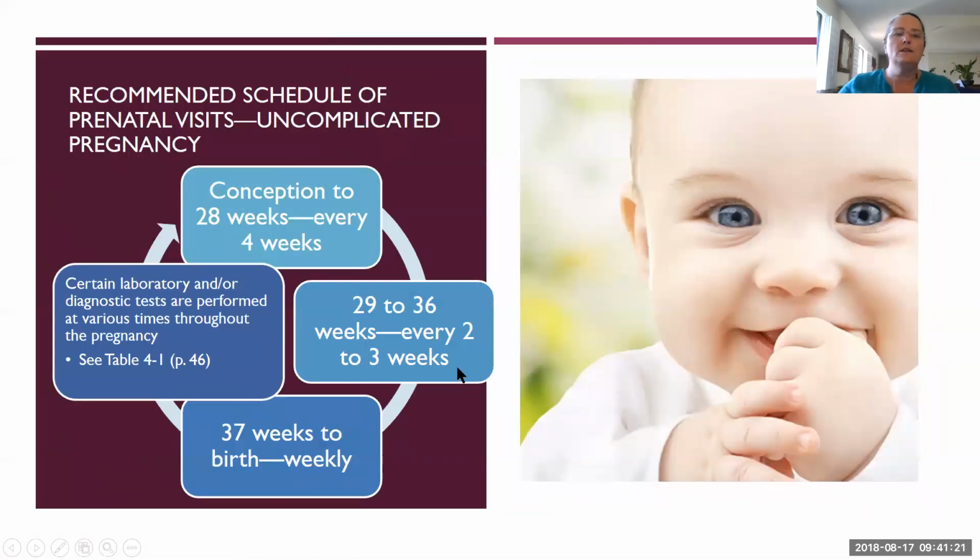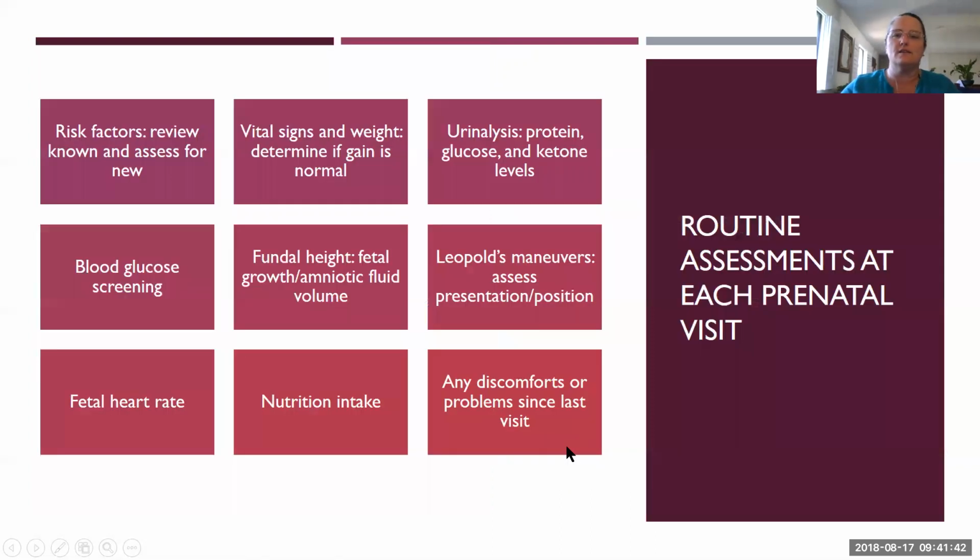So we recommend that from conception to 28 weeks, a woman should be having her prenatal visit every 4 weeks. From 29 to 36 weeks, we change that to about every 2 to 3 weeks. And then from 37 weeks until delivery, it should be weekly. And there are certain things that we're going to do every time they come for a prenatal visit. That's on the next slide here.